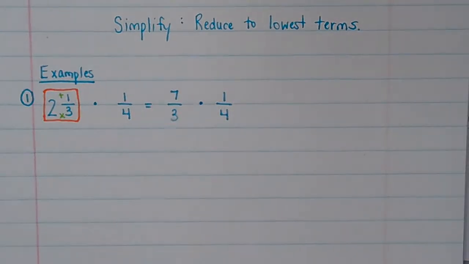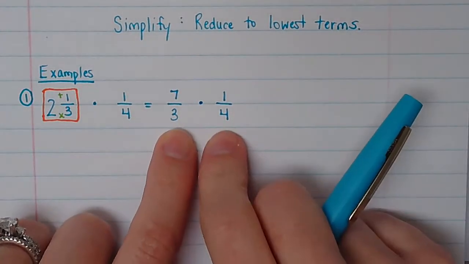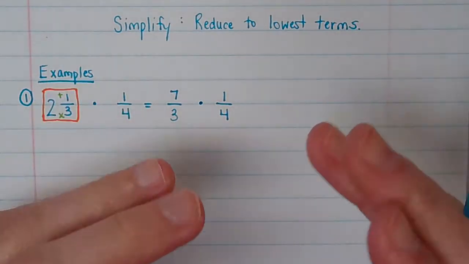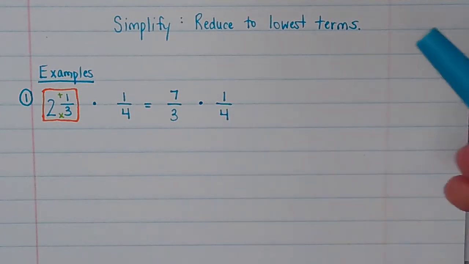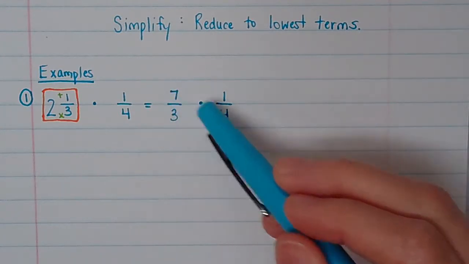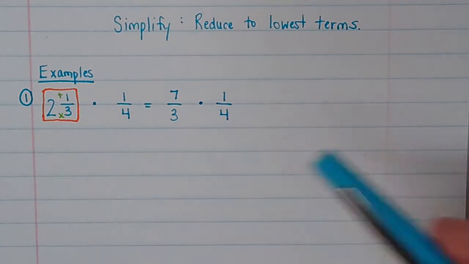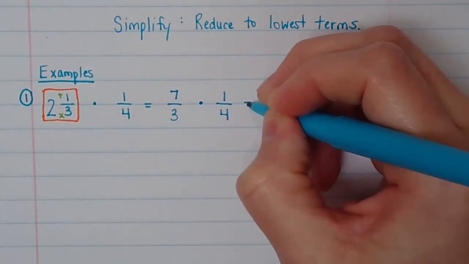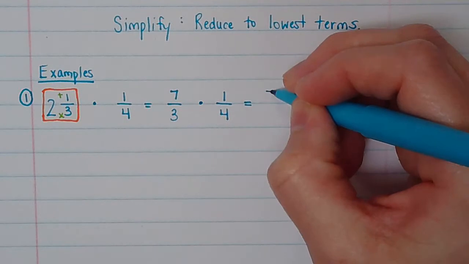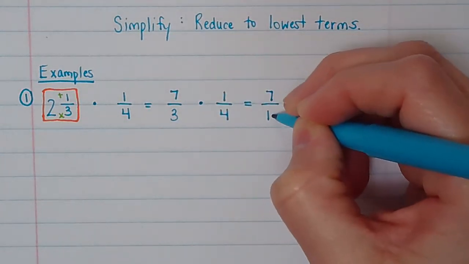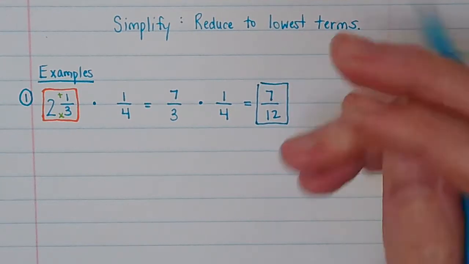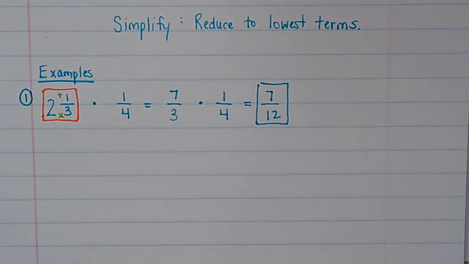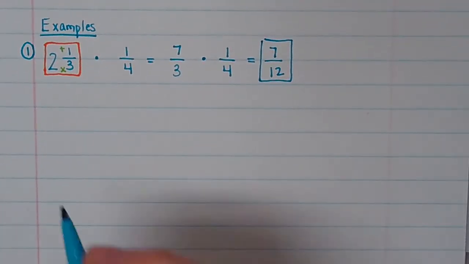Now, just like when we did these yesterday, if you want to at this point, you could cross cancel to make life easier, or you can multiply straight across. For this one there's nothing you can actually cross cancel. 7 and 4 don't share anything. 3 and 1 don't share anything. So you just got to multiply straight across. 7 times 1 is 7. 3 times 4 is 12. So everything is in simplest form, and that is my final answer. Okay, not too difficult.